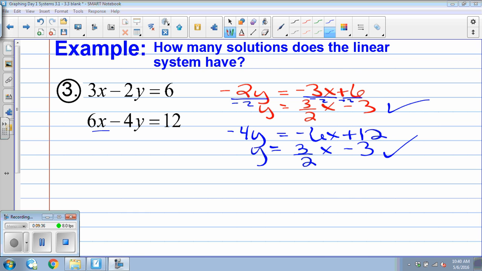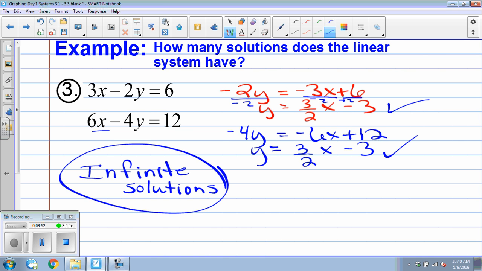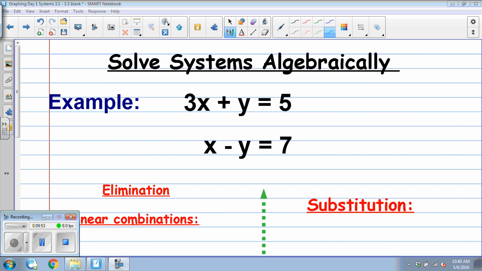So if they're the same line, they have infinite solutions. Okay, so they're the same line. That means they intersect at every single point. So there's infinite solutions. Okay, so let's refresh our skills on solving this system using elimination. And then again, the same system using substitution.